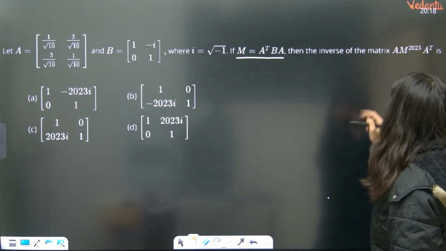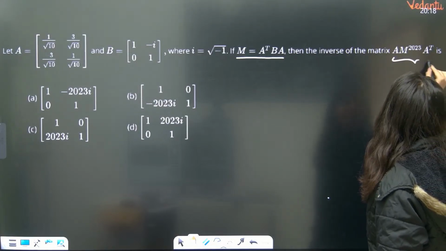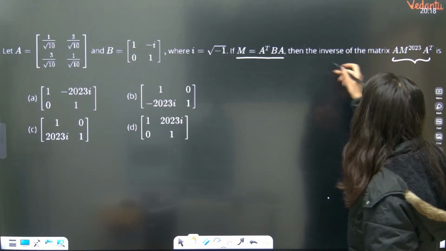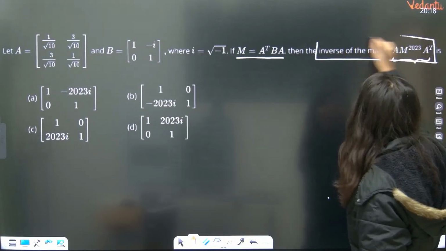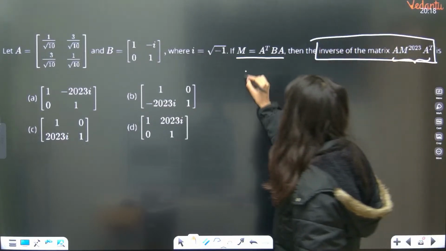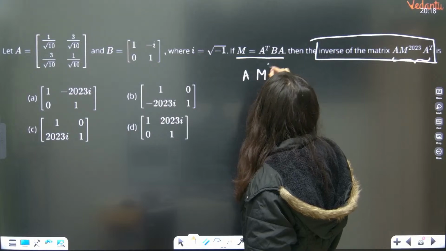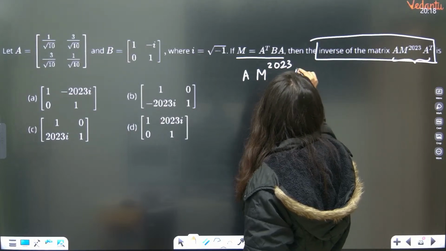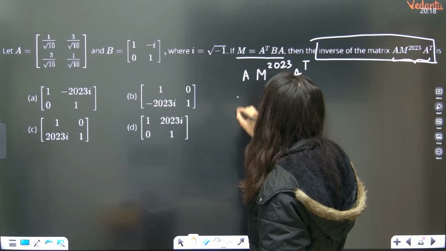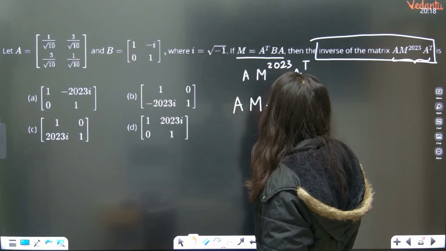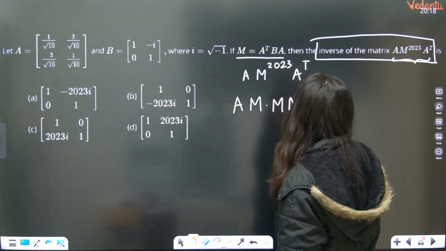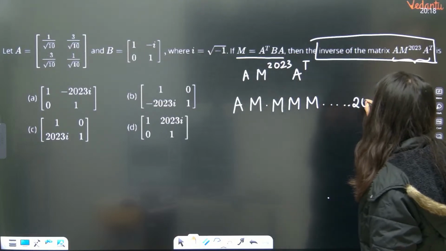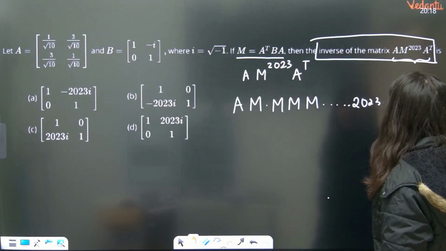This is your M. Inverse of this matrix is what they are looking for. So I will be focusing on this: A, M power 2023 and A transpose. Let me just write it this way: A, M, M, M, M, M, 2023 times M, and A transpose.